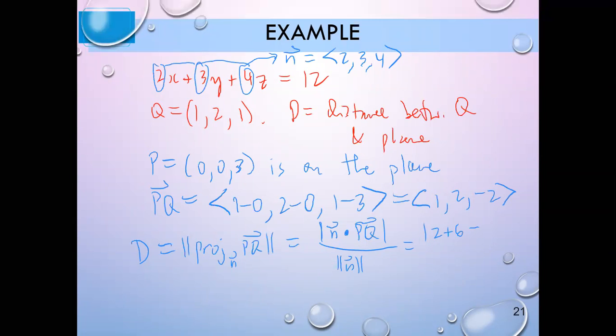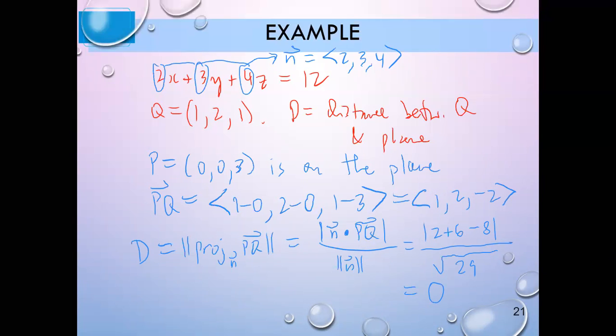Minus 8, okay, over the length of n, which is, I mean, the square root of what? 4 plus 9 is 13. Is that right? So 4 plus 9 is 13 plus 16 is 29. Well, what's the thing? What's the deal? What do we get here?